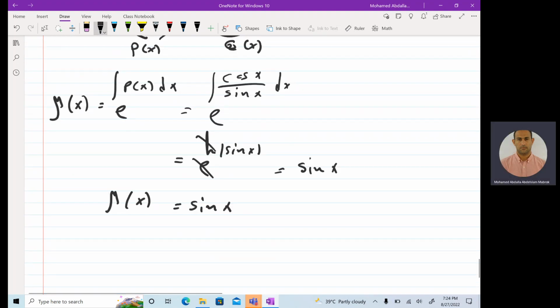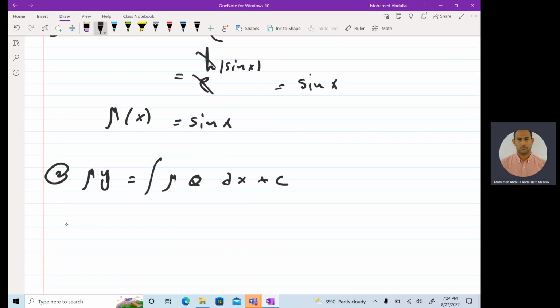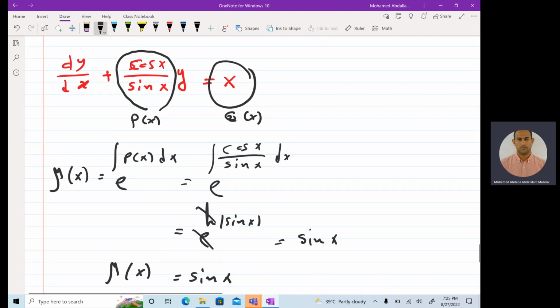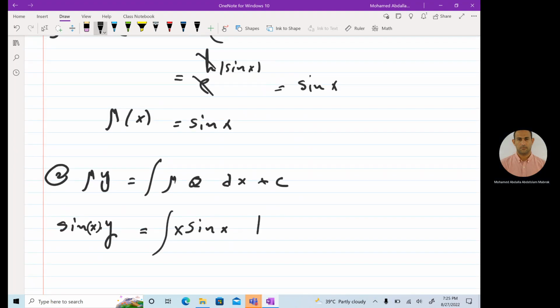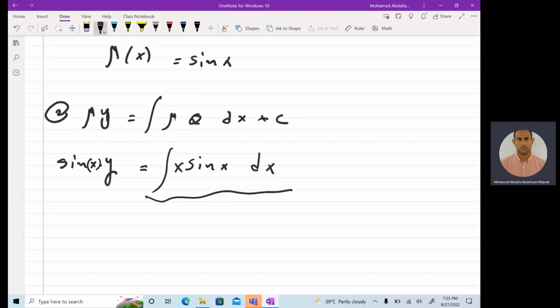Now we apply the second step, which is mu times y equals the integration of mu times q dx plus a constant. Mu is just sine x, times y equals the integration of sine x times q, which was x. And again, we could do this easily using integration by parts.